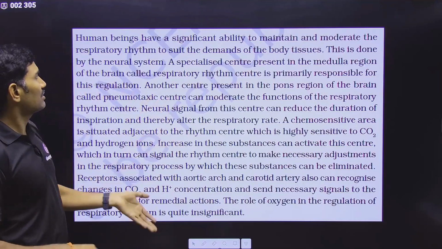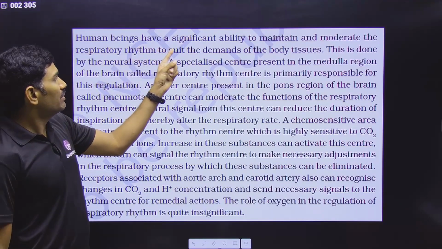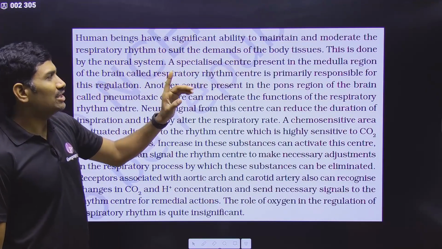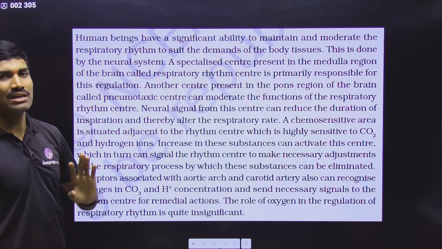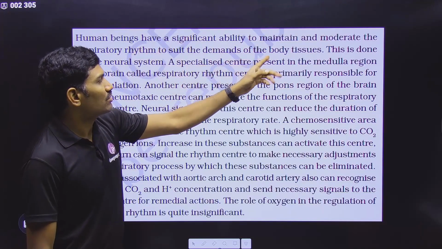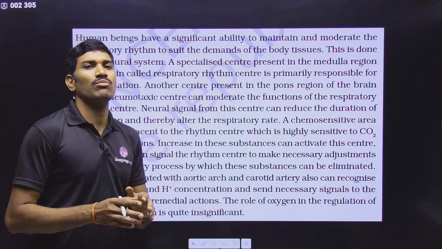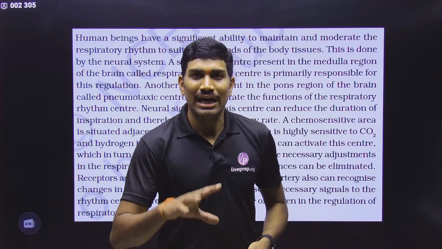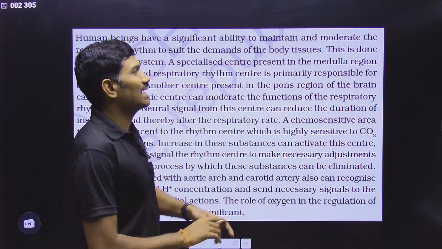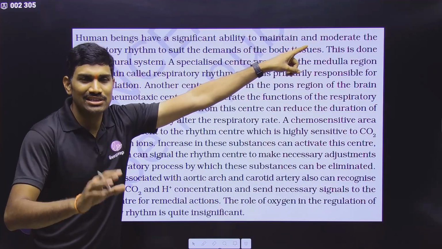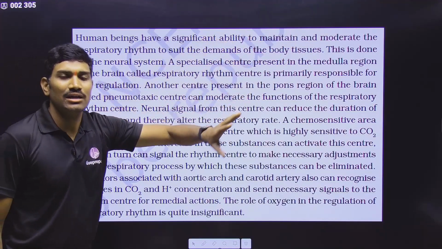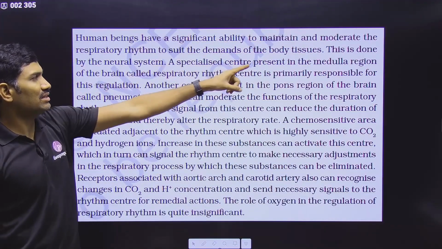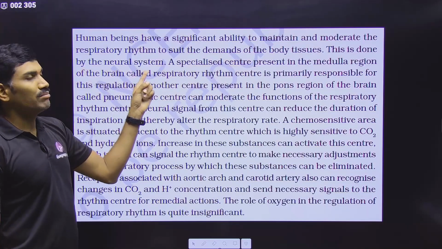That's it. Now let us quickly go through the information. Human beings have a significant ability to maintain and moderate the respiratory rhythm to suit the demands of the body tissues. So according to the body tissue requirement, the respiratory rhythm can be altered or moderated, or the breathing rate can be changed. That's what they are saying. This is done by the neural system.